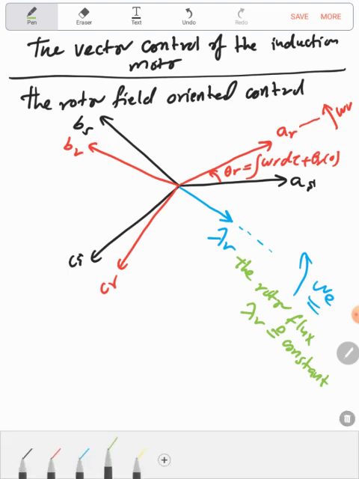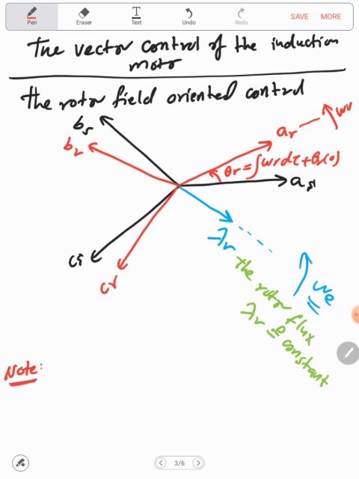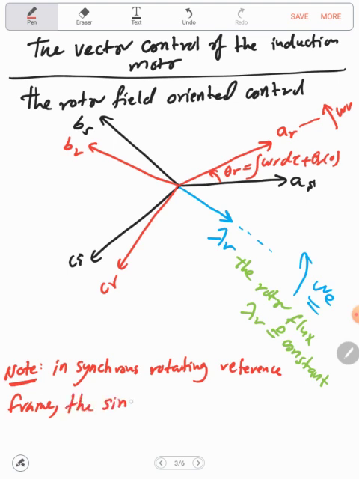So this one I can write here as a note for you. In the synchronous rotating reference frame, the sinusoidal signals are seen as constant signals.